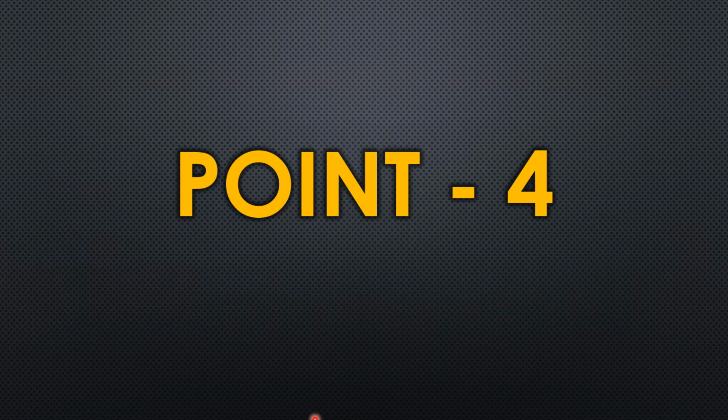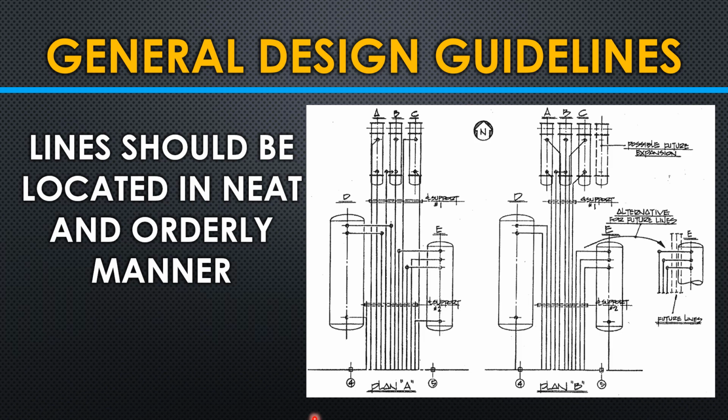So now let's go to point 4. Point 4 is lines should be located in a neat and orderly manner. That is very much important. Let's compare plan A and plan B over here. So here you have a couple of equipments and there are pipings. If you look at the pipings over here, let's consider these 2 pipings which actually start from the intermediate of the entire rack.